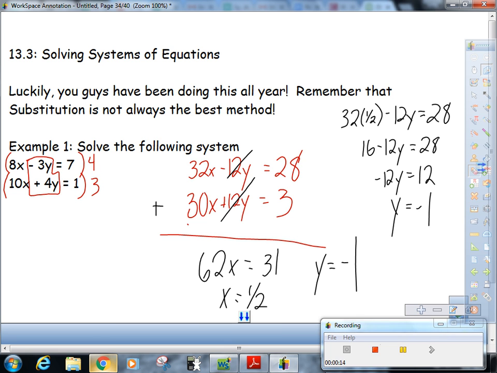What is, if I can erase this real quick, what is this thing? It's a line. What is this thing? Where do those two lines meet? At 1/2 comma negative 1. That's what you're finding out. Okay? Can I get a sleepy boom?